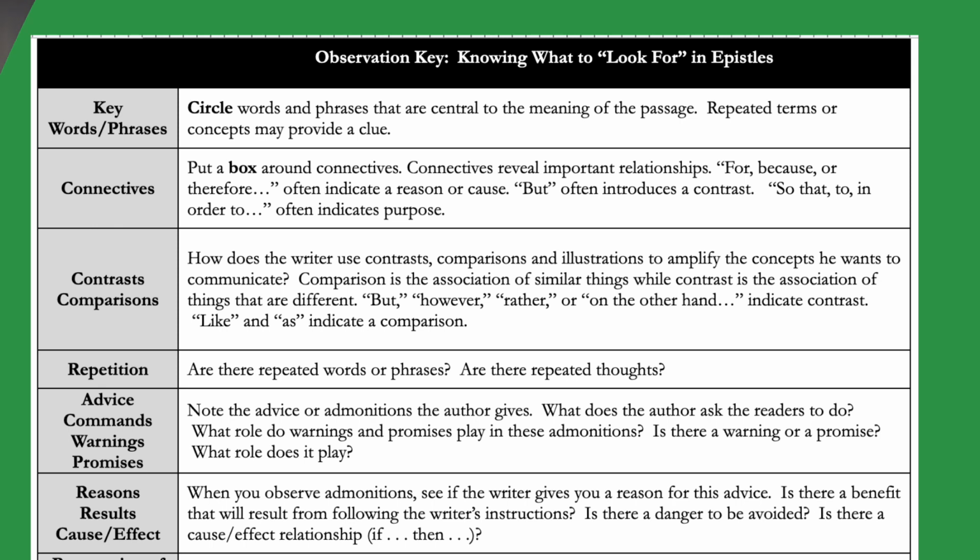Contrast and comparisons. How does the writer use contrast, comparisons, and illustrations to amplify the concepts he wants to communicate? Comparison is the association of similar things, or contrast the association of things that are different. In Ephesians 2, that we're going to look at a little bit later, there's a huge contrast with the "but God" in verse 4. You were dead in your trespasses and sins, walking in the course of the world, and so on and so forth, but God establishes a huge contrast with the word but. However, then, rather, or on the other hand, indicate contrast. Like and as indicate comparison.